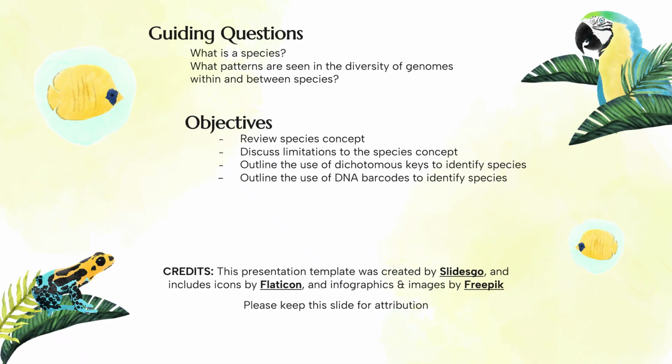And also, let's talk about how we figured out what a species is, and that sometimes we don't even know. And then we talked about those patterns that we see in the diversity of genomes within and between species. We reviewed the species concept. We talked about those limitations. We talked about asexually reproducing organisms. We talked about organisms that can carry out horizontal gene transfer. We talked about hybridization. We also looked at dichotomous keys for identifying species. And last but not least, we talked about those super cool DNA barcodes, which are not actual barcodes, but instead are super specific pieces of DNA that we scientists have chosen to focus on for identifying different species.